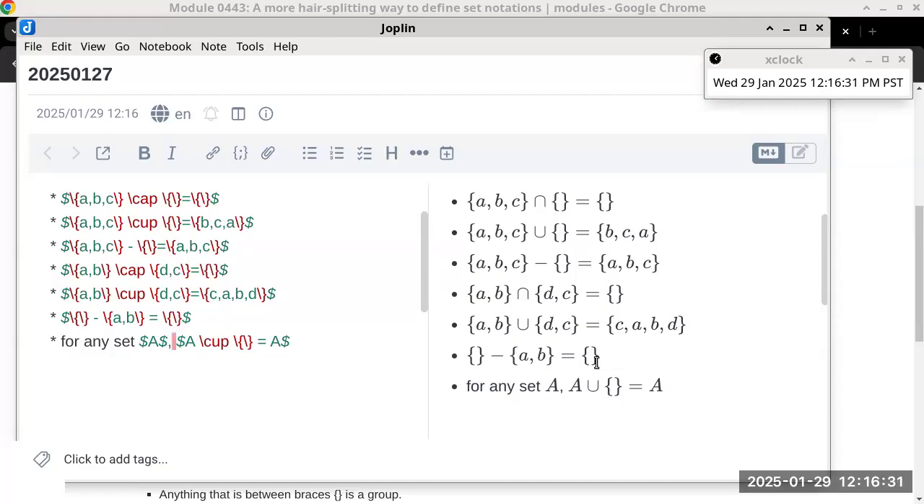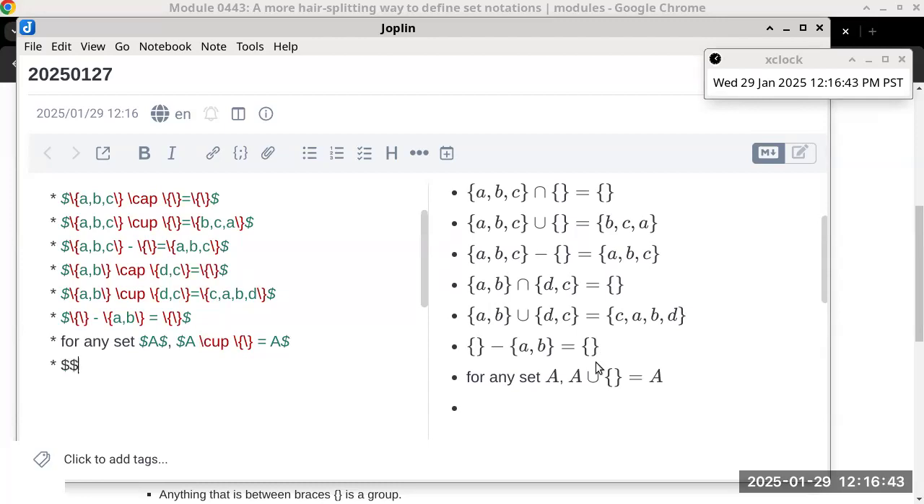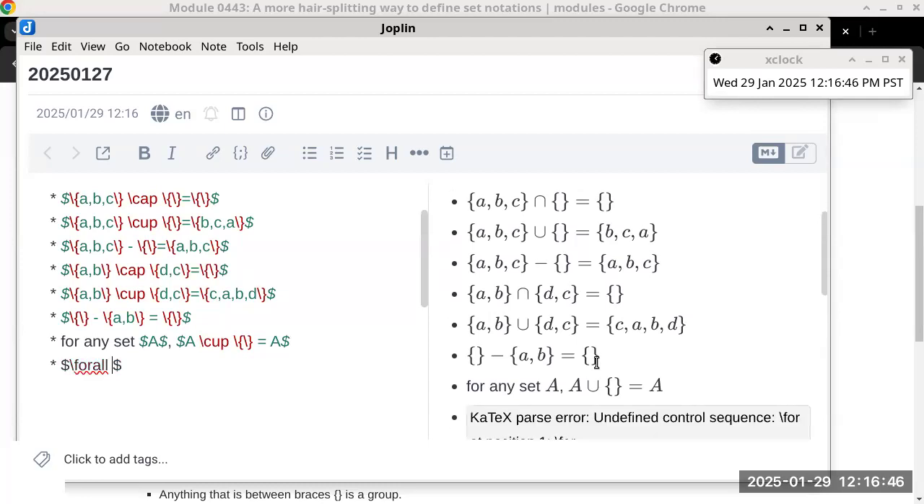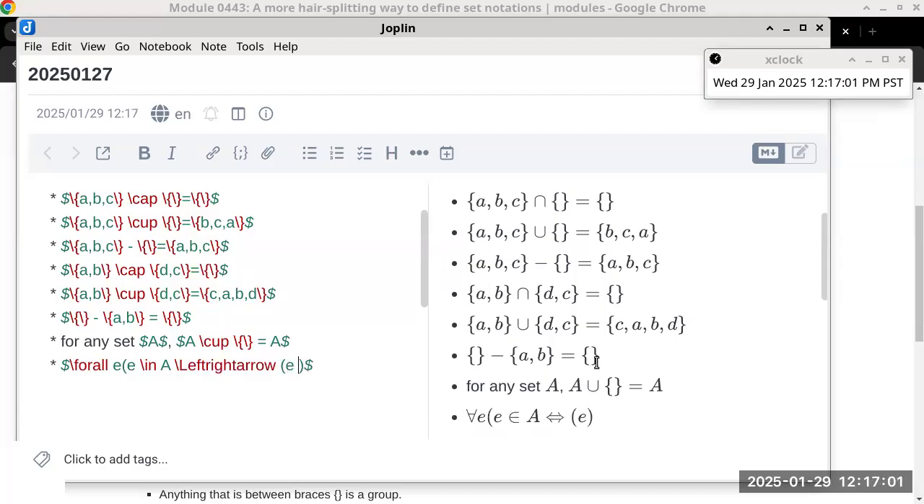You mean from the perspective of elements of the operator? Okay, let me see if this is what you meant. So you're basically saying we want to use the notation: for all e in A, e is in A if and only if e is in A union with the empty set. Is that what you meant? Okay, yeah, we can do that. But I think the first one is easier to read.